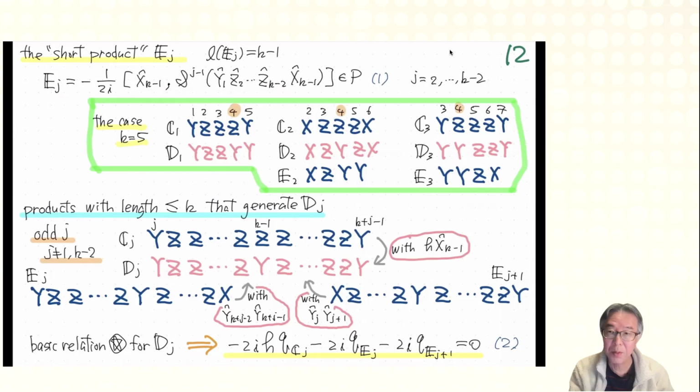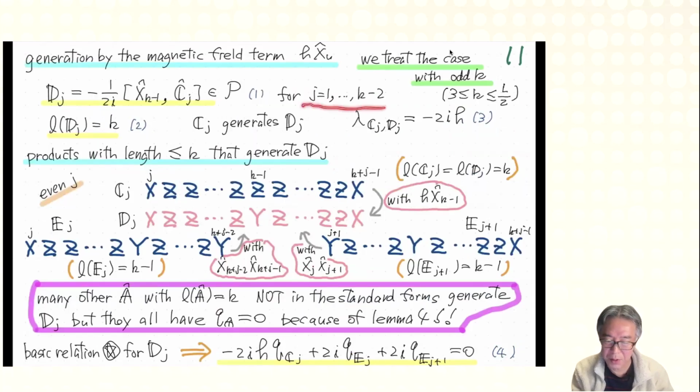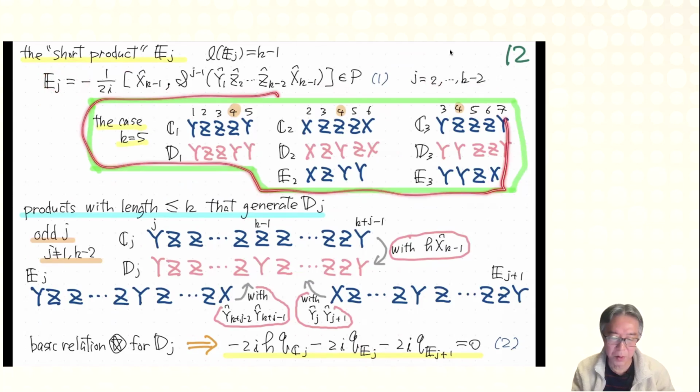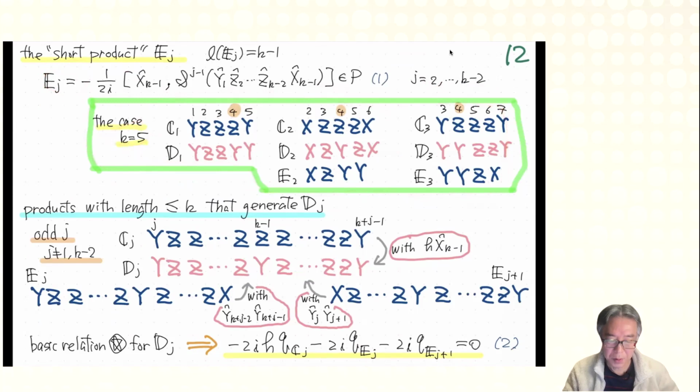And actually, let me go back to the previous page again. I will discuss this carefully, but dj is defined for j from 1 to k minus 2, while ej is defined for j from 2 to k minus 2. So here's an example for the case with k equal to 5. This is C1, y, z, z, z, z, y, and k minus 1 is 4. On this side, we use this magnetic field term, and you get this one. C1 looks like this. And then this is C2, Shiraishi shifted, and here at site 4, we use the commutator with the magnetic field term. So D2 looks like this. And now E2 is this thing, slightly shorter. And this is C3, D3, and E3.